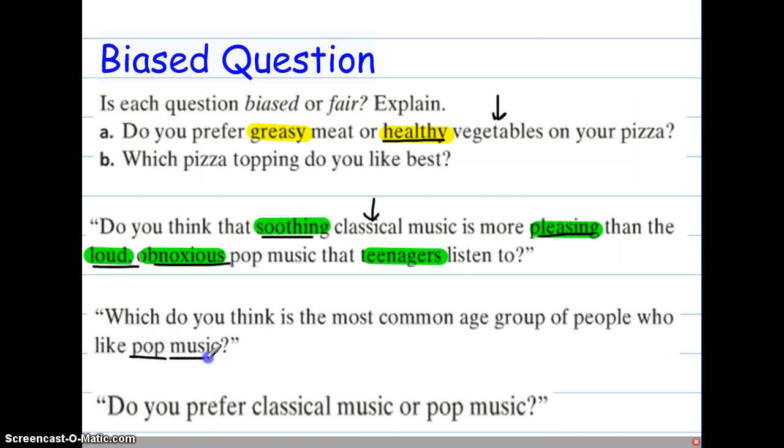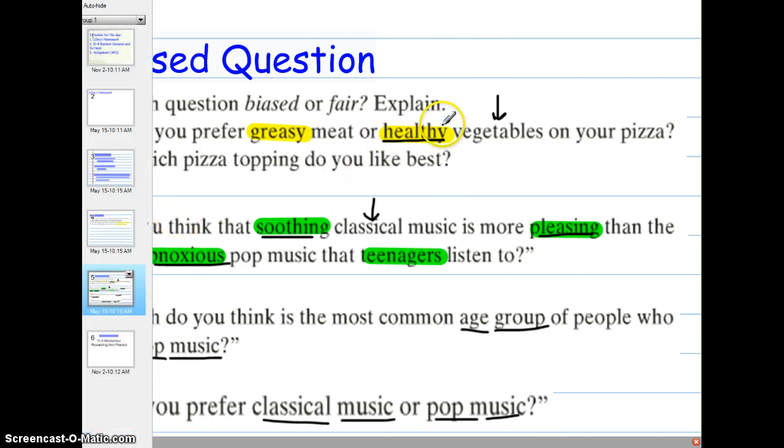It's kind of pigeonholing you to the pop music. Like you only have one, and you're choosing an age group, which is okay. But a much better question is, do you prefer classical music or pop music? That would be a very unbiased question. It leaves them up. They get 2 options, and they choose the one that they like better. Narrowing it down to 2 is not a bad thing, but there are no adjectives out front that are persuading them to choose one over the other. It's a very open-ended question. They're able to choose between the 2. This is a very fair question down here at the bottom.